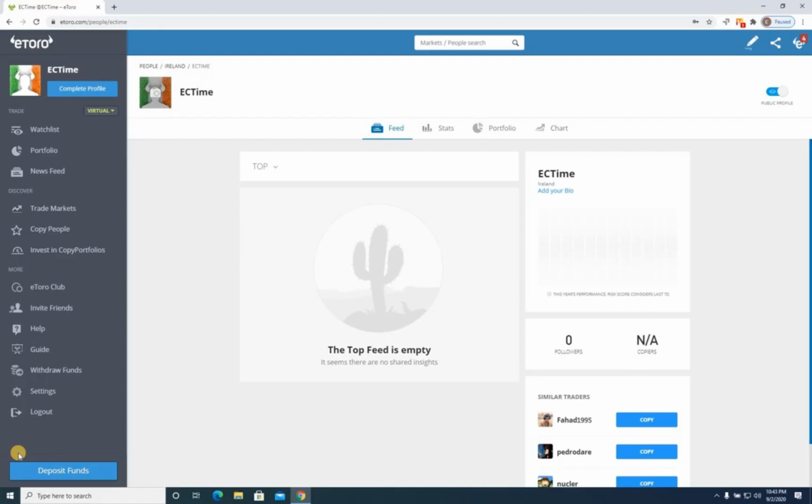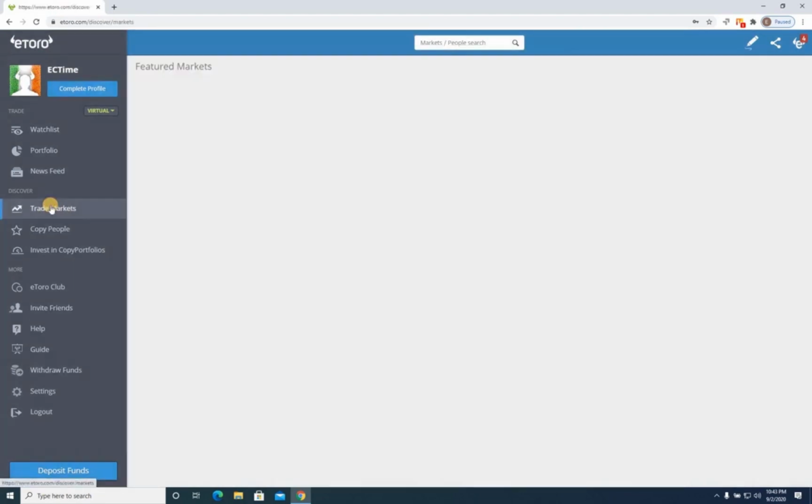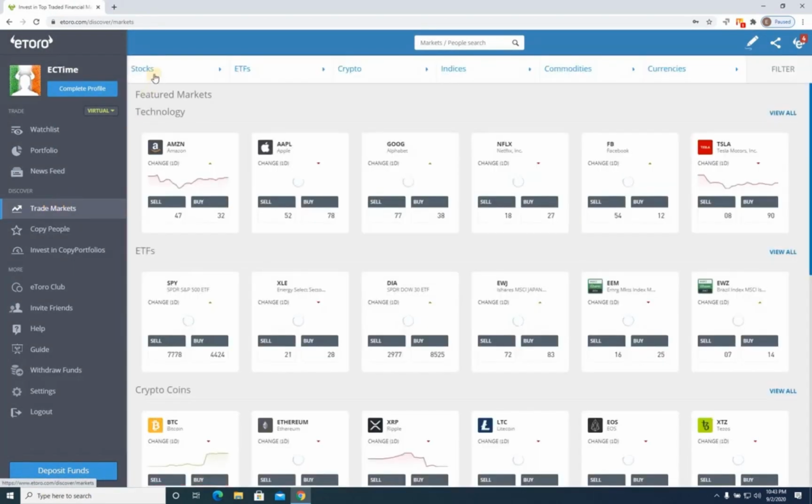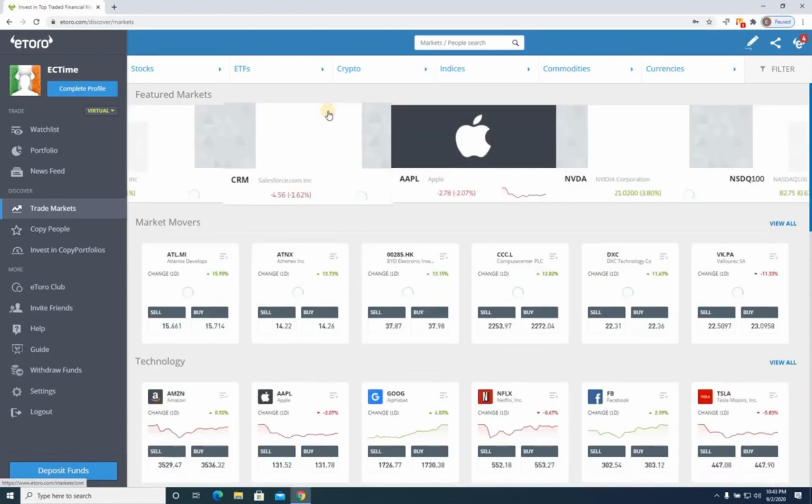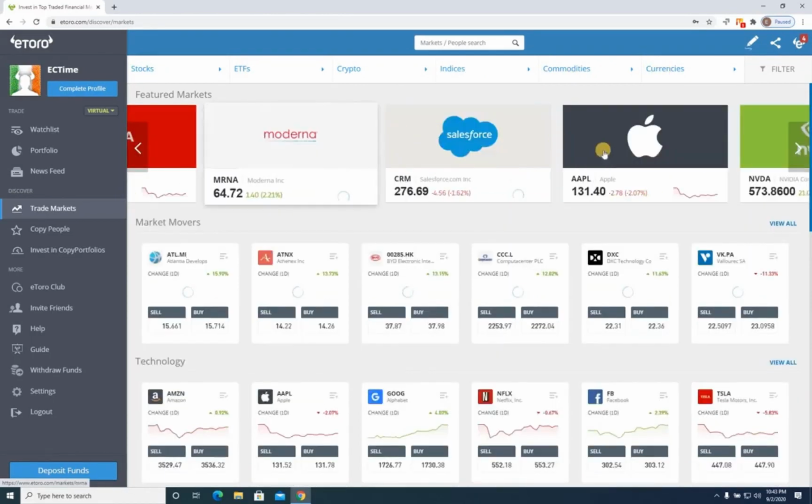But before all that, you can practice, and it's all free on the virtual account. So that's what I'm just going to switch to virtual here. So it's very easy to use, as you can see. It's your name, your profile up there. So trade markets, these are all the markets that you can trade in. Let's let that load up. And so you can trade in stocks, ETFs, crypto, indices, commodities, currencies. So everything is there, guys, from all the different stock markets, and it's very easy to use.